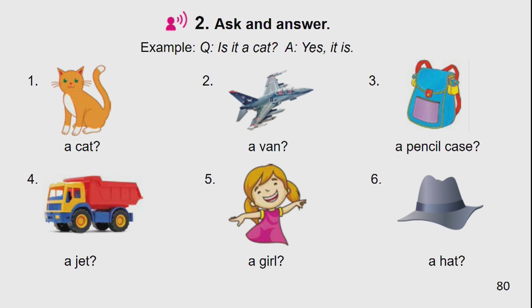Number 2. Is it a van? No, it isn't. 3. Is it a pencil case? No, it isn't. 4. Is it a jet? No, it isn't. 5. Is it a girl? Yes, it is. And 6. Is it a hat? Yes, it is. How many positive and negative answers do you have? 3 positive and 3 negative, right?